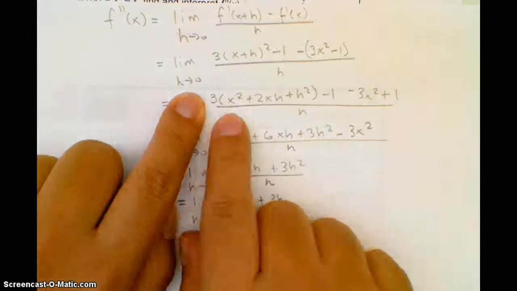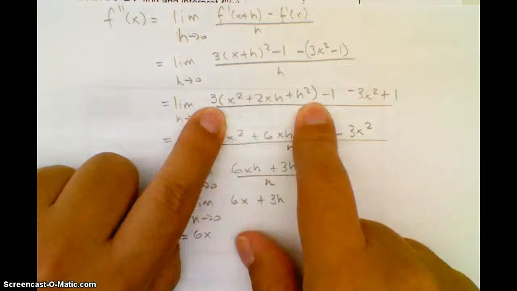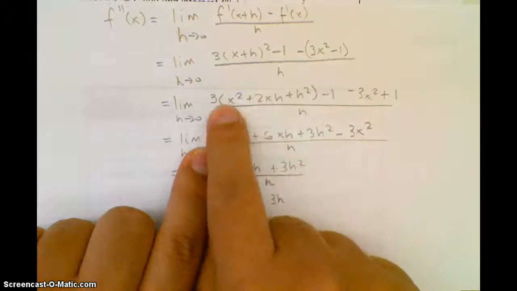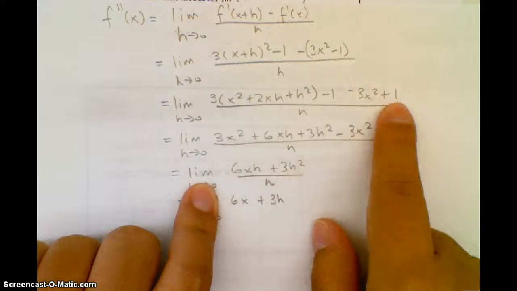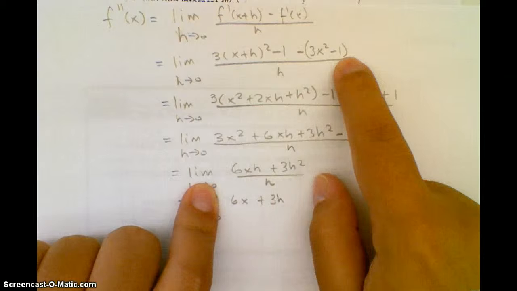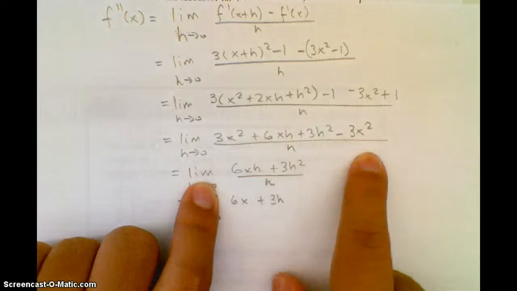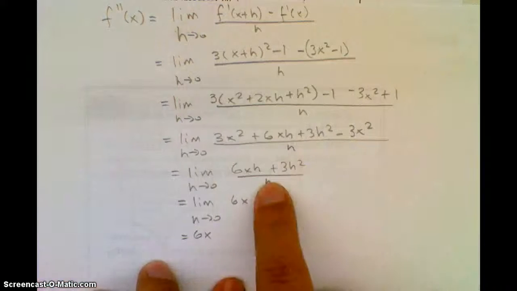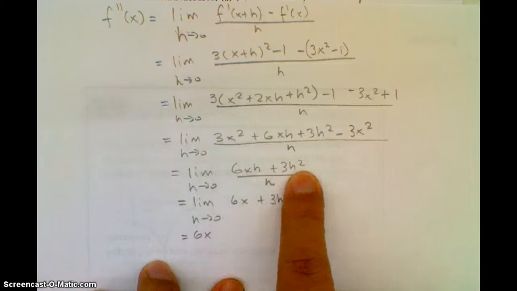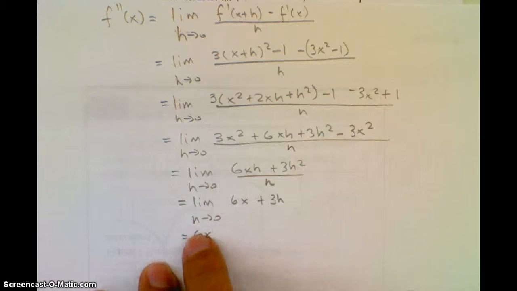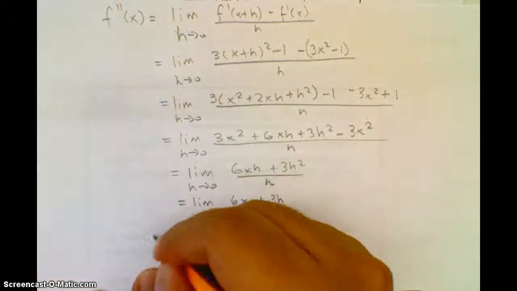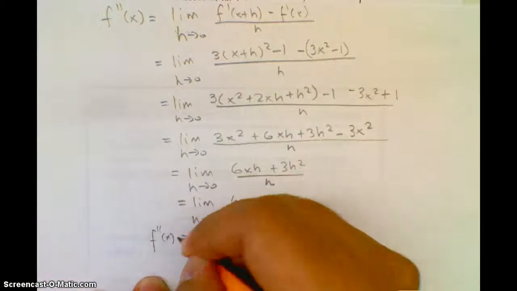I'm gonna replace x with x plus h. It ends up being squared, so I'm gonna actually find what that is and then distribute the 3's. The minus 1 with the plus 1 that came from here cancels out, and then I notice that the 3x squared also cancels out. Again, h divides this term and h divides that other term, which leaves me with 6x plus 3h. Now I'm free to evaluate. H equals 0, so this is just 6x. So f double prime of x equals 6x.